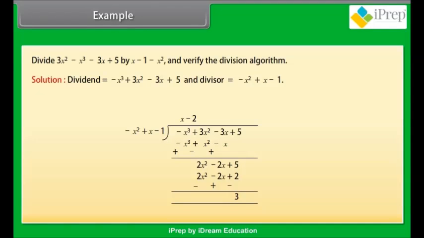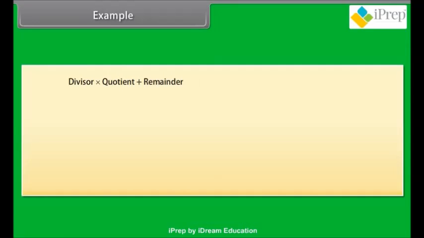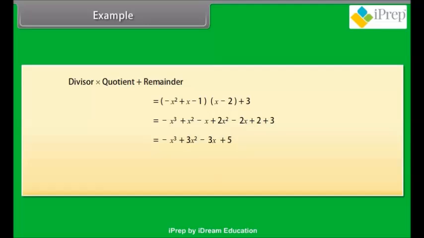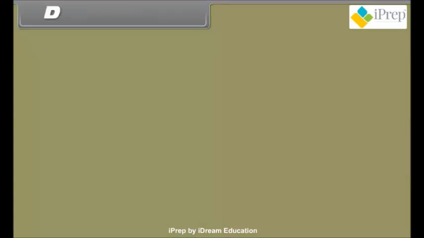Now to verify, let's see whether divisor into quotient plus remainder is equal to dividend or not. So, divisor into quotient plus remainder is equal to (minus x square plus x minus 1) into (x minus 2) plus 3, equals minus x cube plus x square minus x plus 2x square minus 2x plus 2 plus 3, equals minus x cube plus 3x square minus 3x plus 5, which is equal to the dividend. Hence verified.